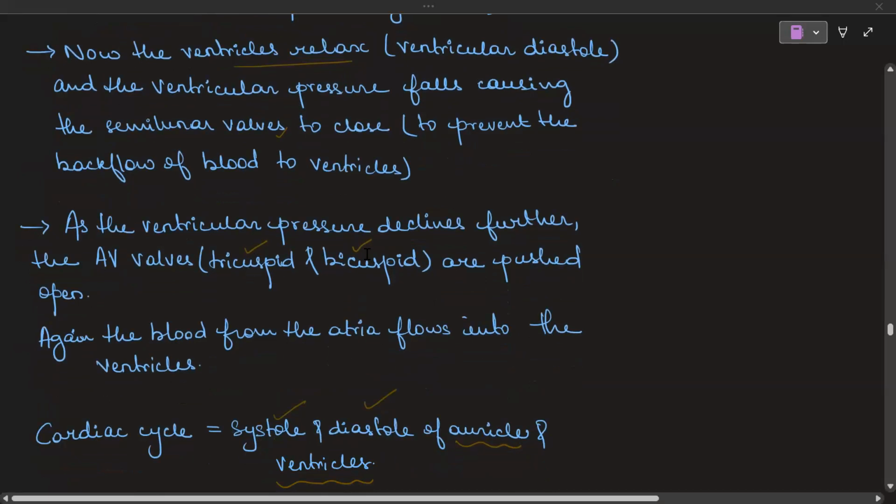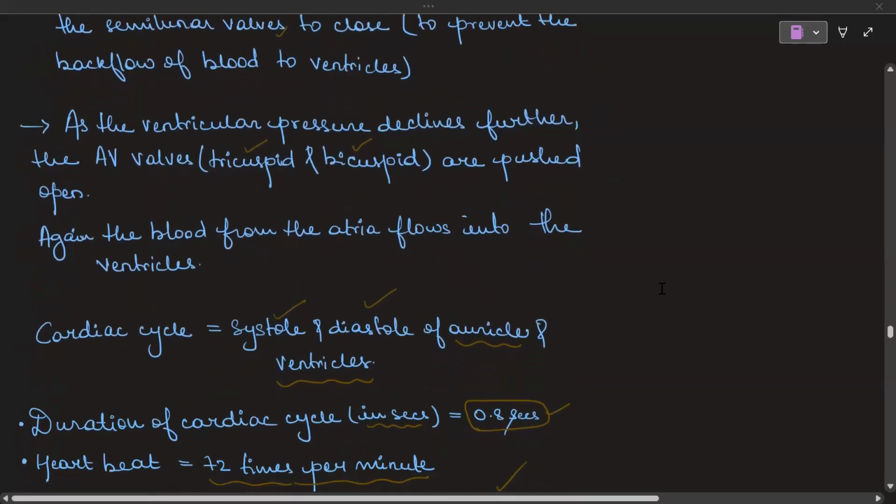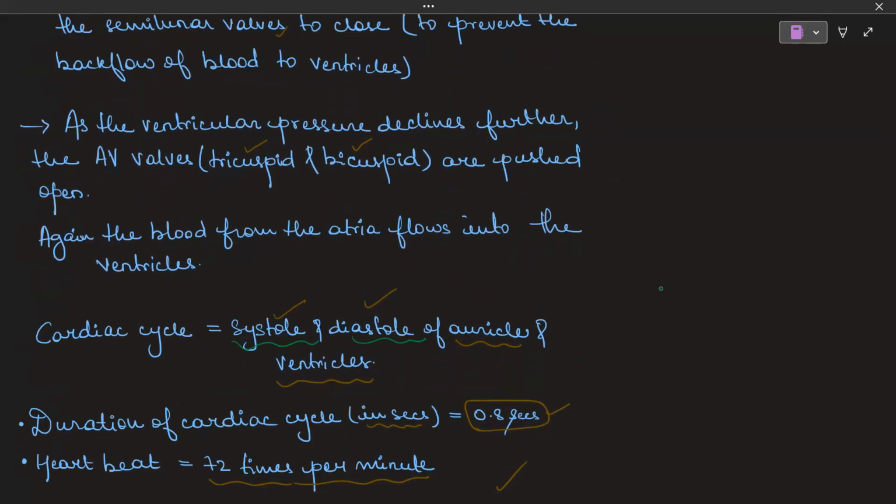Now, as the ventricular pressure declines further, the AV valves, which are the tricuspid and the bicuspid valve, open yet again. Again, the blood from the auricles would flow into the ventricles. This is the whole cardiac cycle. And the whole cardiac cycle consists of the systole and the diastole of the auricles and the ventricles.